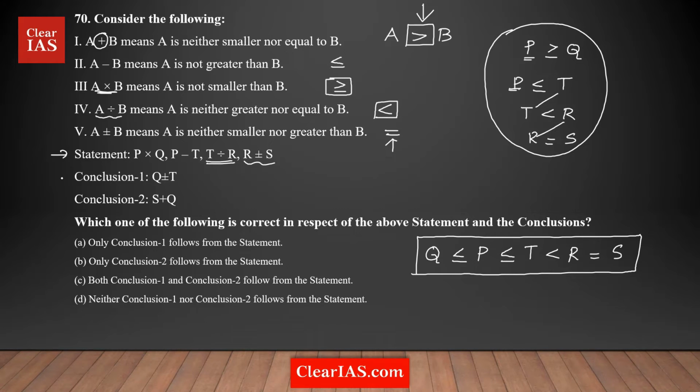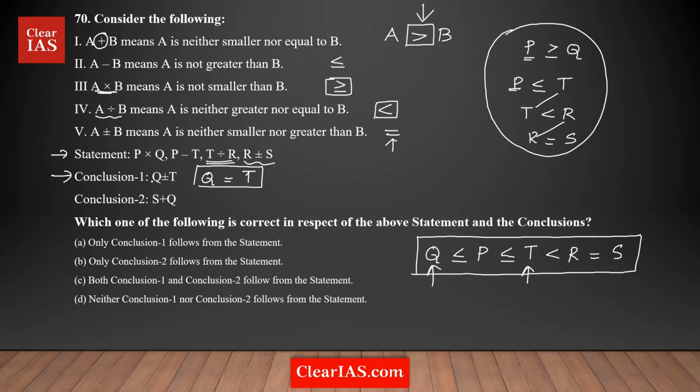So let's analyze conclusion 1. Conclusion 1 says that Q plus or minus T. That means Q is equal to T. What do you think, is it correct or not? What is the relation between Q and T? I could say Q is less than or equal to T. We cannot conclude that Q is equal to T. It is possible, but we cannot conclude that it's always true.